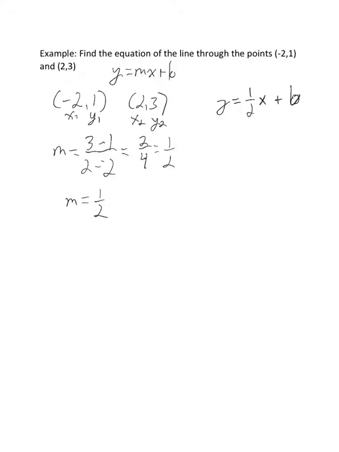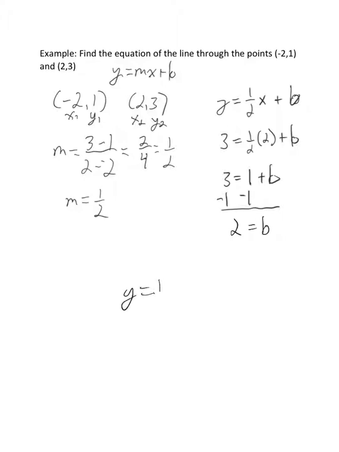If it was me, I would pick this 2, 3 point because both of them are positive numbers. So what we know is y is 3 equals 1/2 times x is 2 plus b. So 3 equals 1/2 times 2 is 1 plus b. If we subtract 1 over, then what we get is b equals 2. So now we have m and we have b. We can write our equation y equals 1/2 x plus 2.